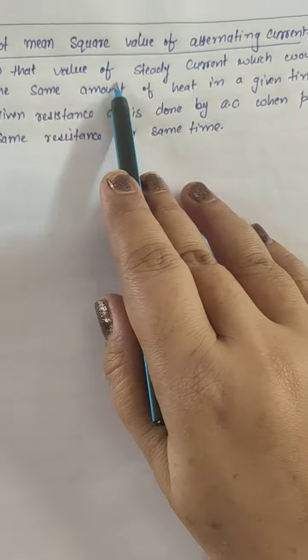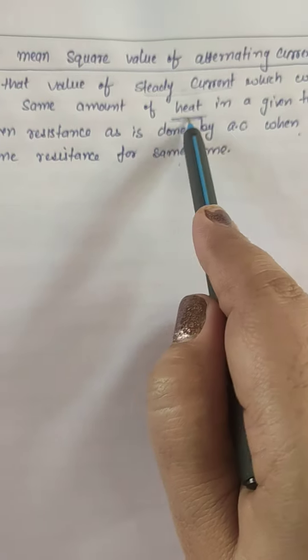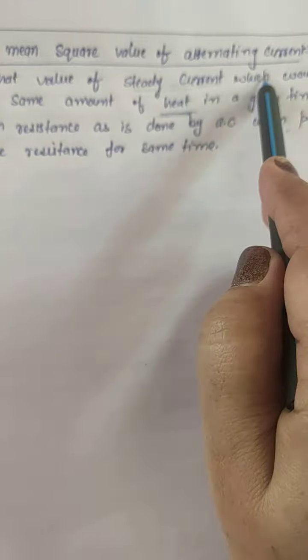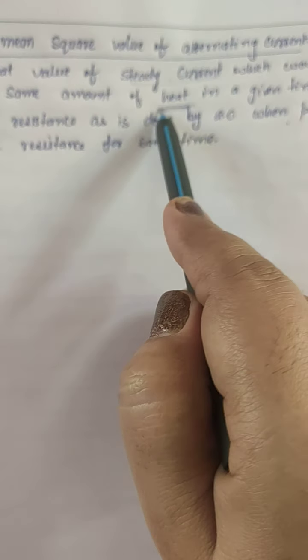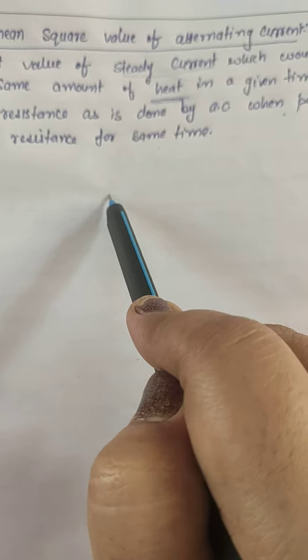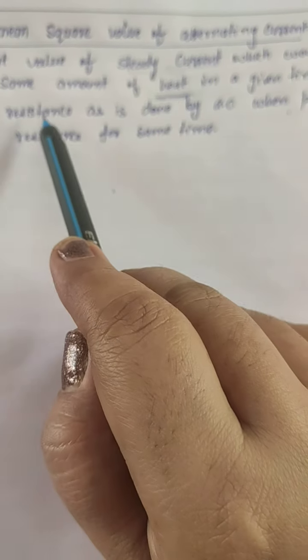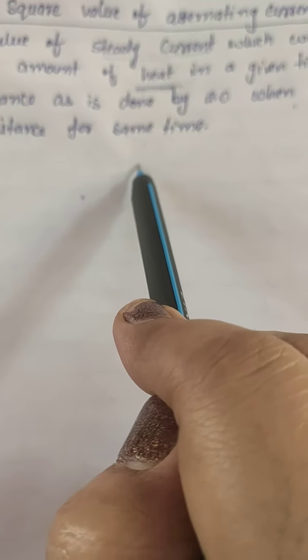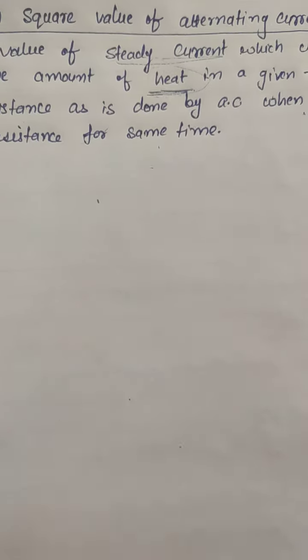If you compare this statement with the average value of alternating current, you can see that the same words steady current are used, but instead of producing the charge, here it is generating the same amount of heat. Means RMS value of alternating current is that value of steady current which would generate the same amount of heat. Means in this case, where we used the expression for charge, here we will use the expression for heat generated in terms of current. Then we will integrate and find out the RMS value of the current.